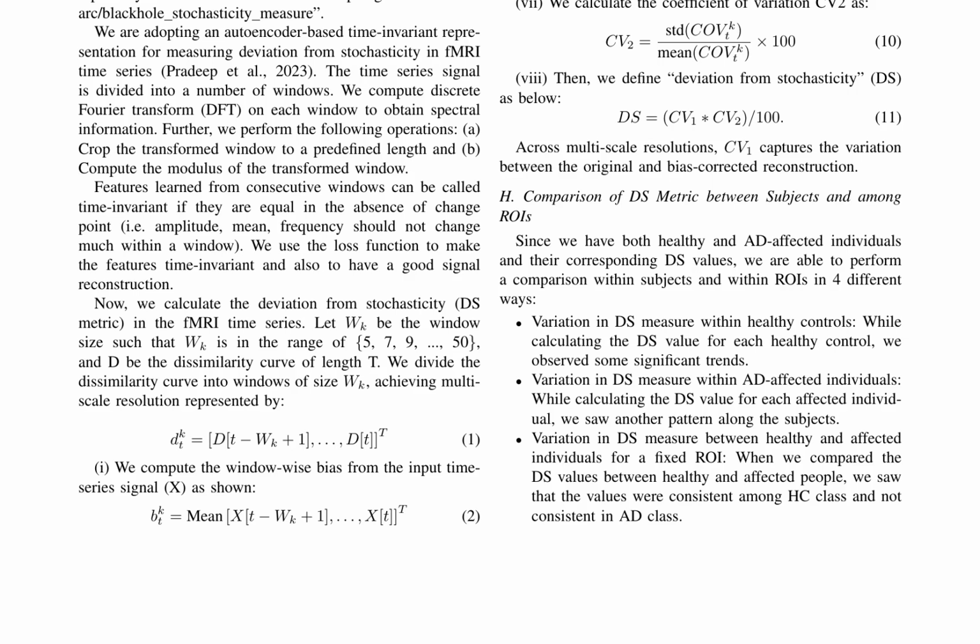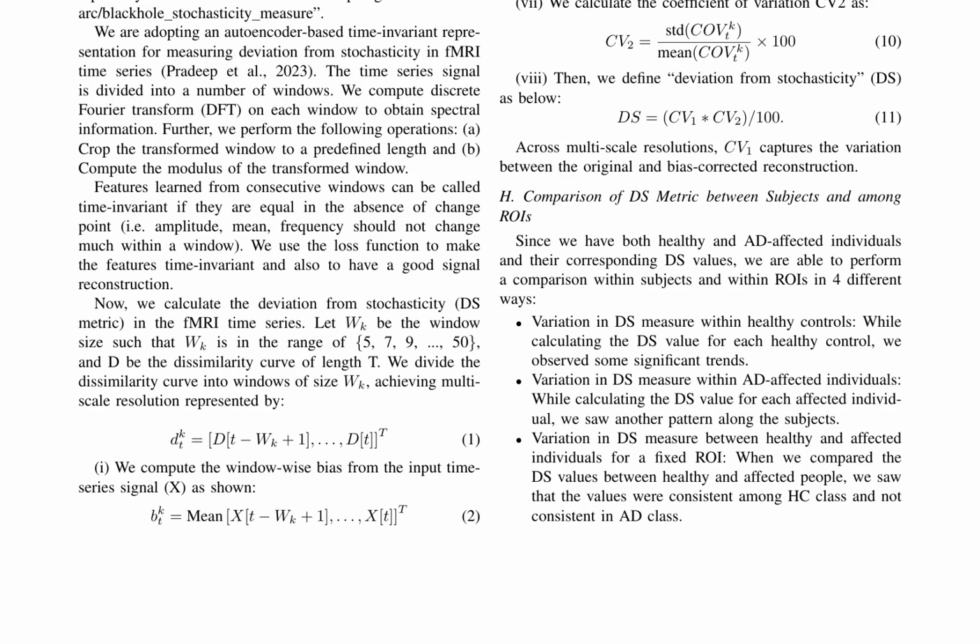Dividing the time series signal into a number of windows and computing the discrete Fourier transform, DFT, on each window to obtain spectral information. Calculating the deviation from stochasticity, DS, metric in the fMRI time series by computing the window-wise bias from the input time series signal. Adding this bias to the dissimilarity curve. Computing KL divergence between the input time series signal and the bias-corrected dissimilarity curve, and calculating the coefficient of variation.